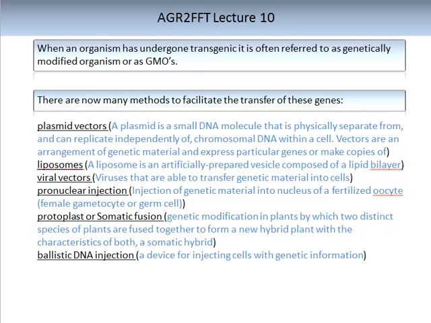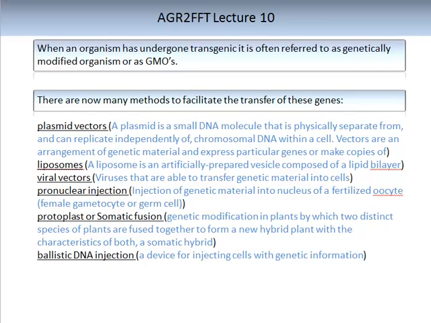A plasmid vector is a small molecule of DNA that is physically separate from and can replicate independently of chromosomal DNA within a cell. Vectors are an agent of moving genetic material and expressing particular genes or making a copy of these genes. A liposome, on the other hand, is an artificially prepared vessel composed of a lipid bilayer.